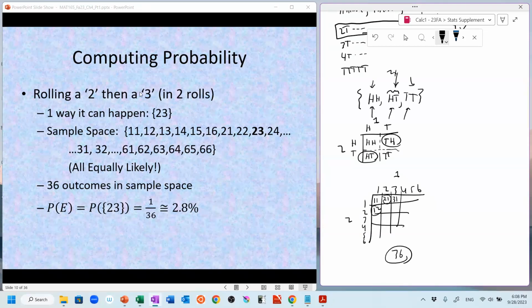I know rolling a 2 then a 3 means I got a 2 on the first roll and a 3 on the second roll. There's only one way to get that. I have to get a 2 then a 3. That's the only way. So 2,3 is the only outcome in the event. So there's one outcome in the event divided by 36 in the sample space, again, all equally likely. So our probability is 1/36, or about 2.8%.